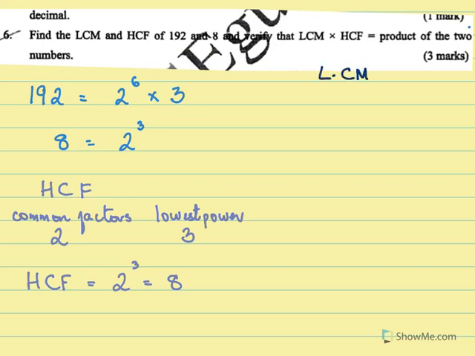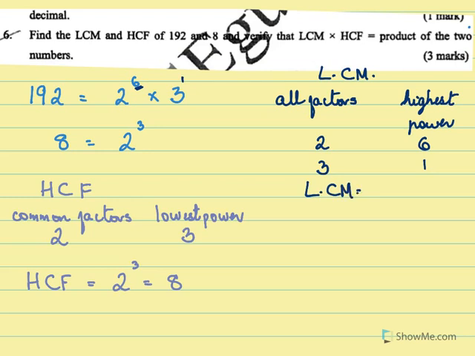Now to find LCM, we need to write down all factors and their highest power. Now the factors here are 2 and 3. The highest power of 2, if you notice here, is 6, and the highest power of 3 is 1. So LCM is 2 raised to 6 into 3 raised to 1.